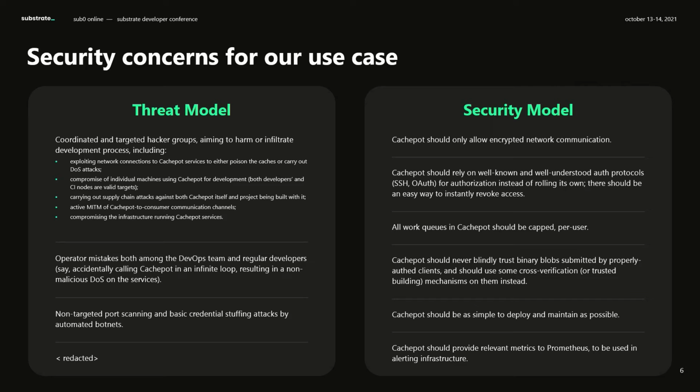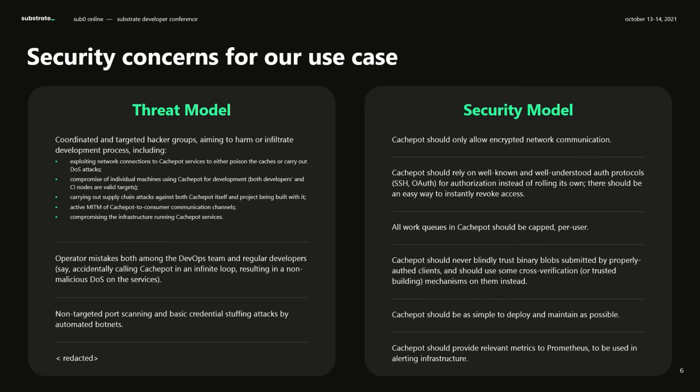We use the well-known encrypted network communication protocols. We use the well-known authentication protocols. We are capping all the execution, all the work queues, so there are no infinite loops, runaway builds, or something like that. We don't trust the third-party blobs. We don't trust even third-party code, and we either cross-verify or build in trusted, isolated environments.